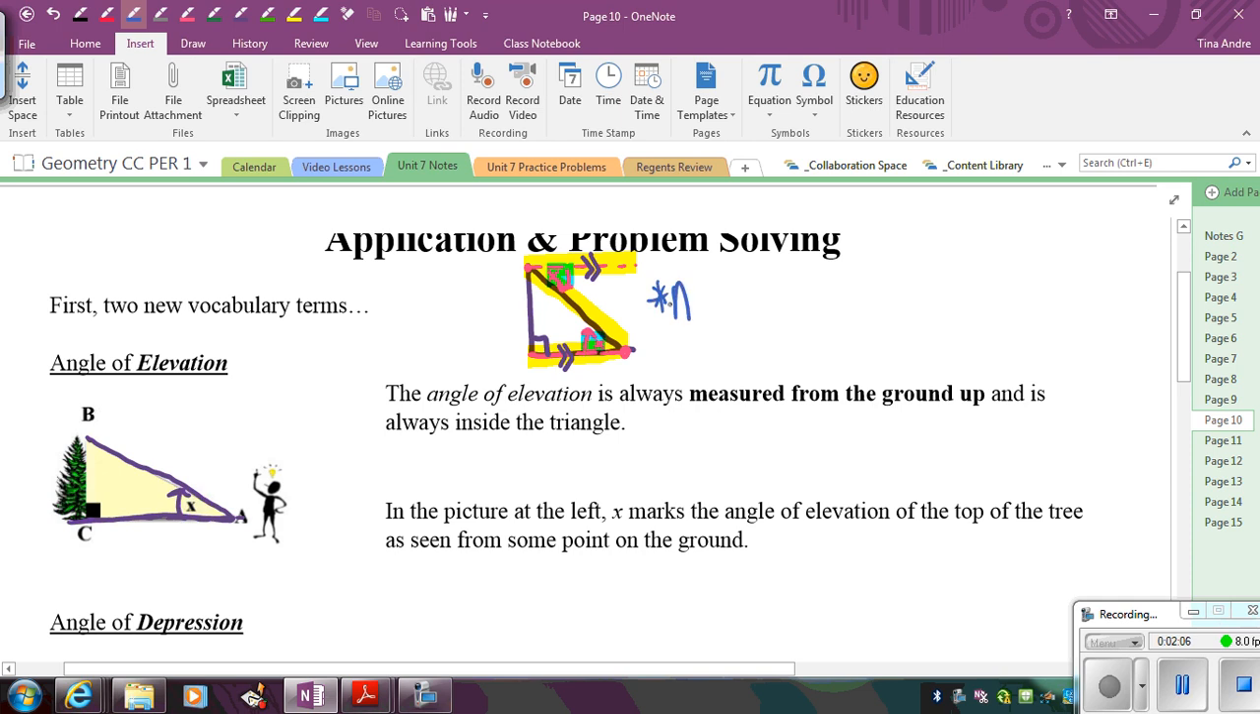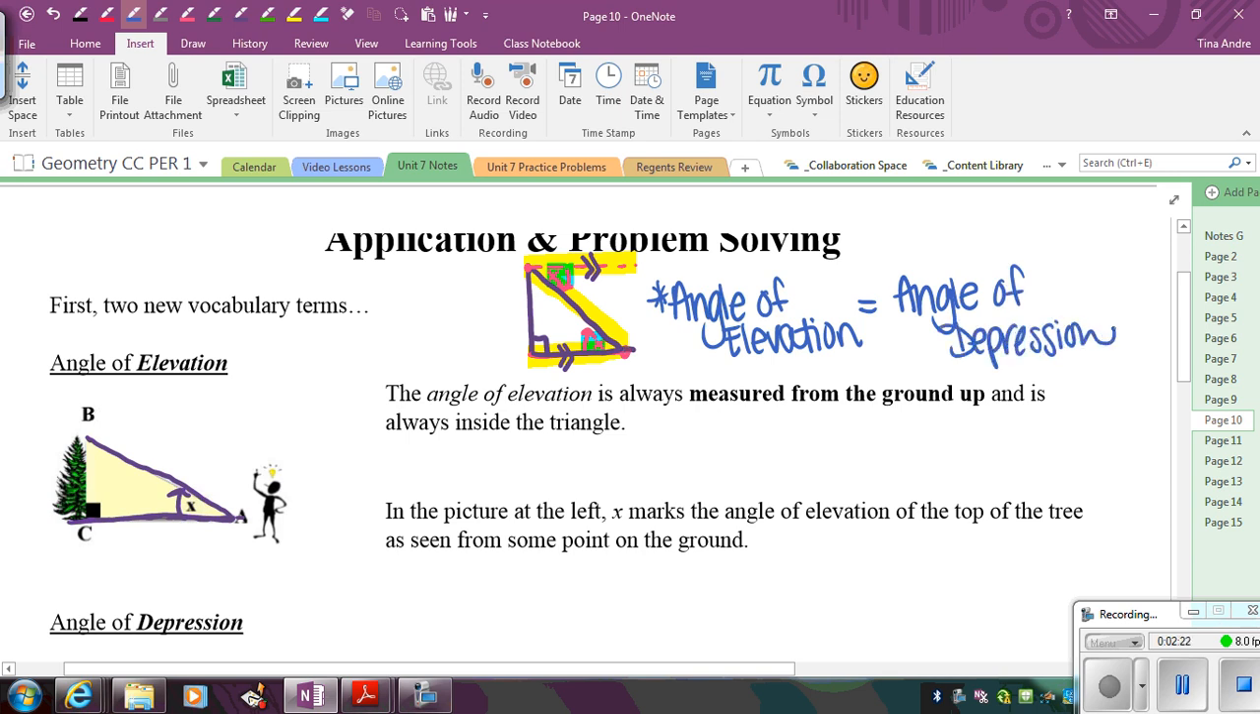So the angle of elevation will equal the angle of depression. This is important because sometimes they'll give you the angle of depression, which is not going to be part of the triangle, but because you know that the angle of depression is equal to the angle of elevation, we can find the angle of elevation using that right triangle and that angle, and then that'll tell us the angle of depression. So that's an important concept.